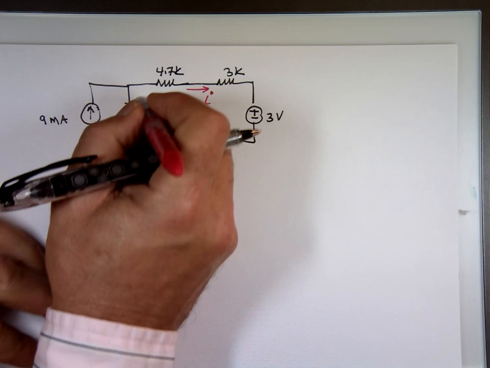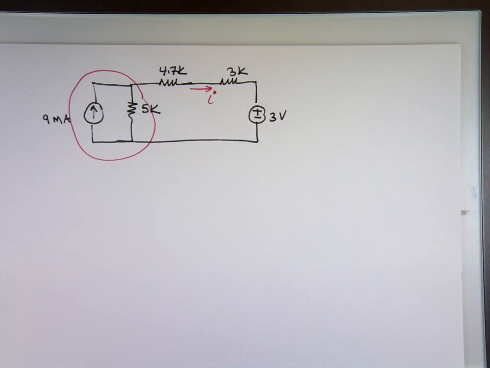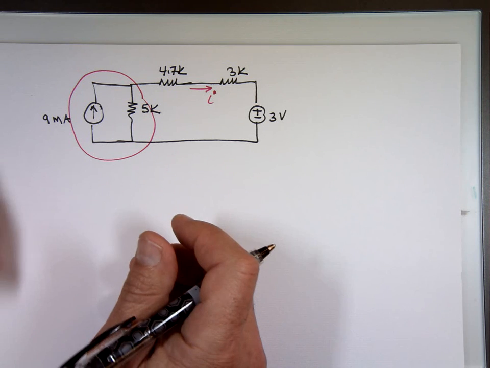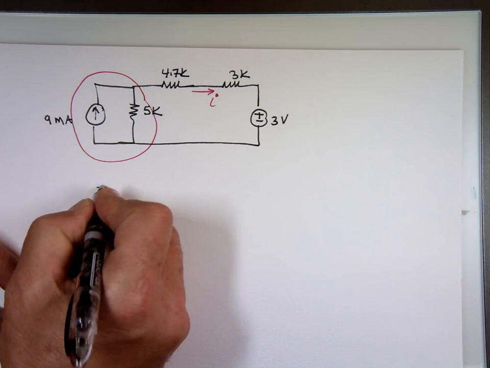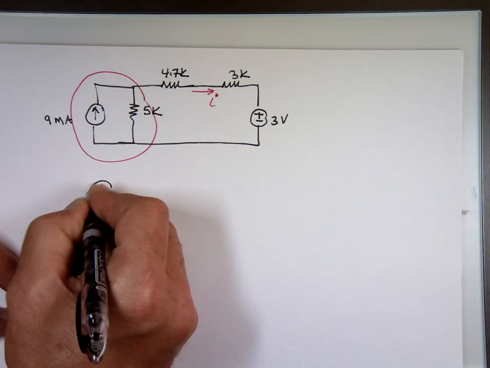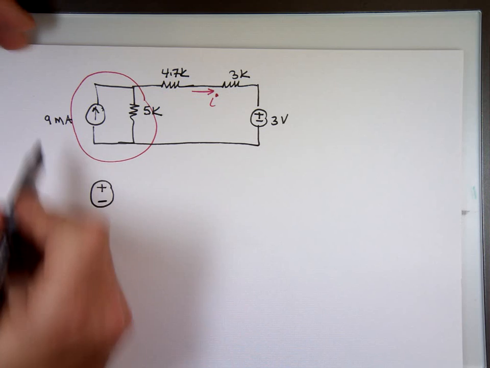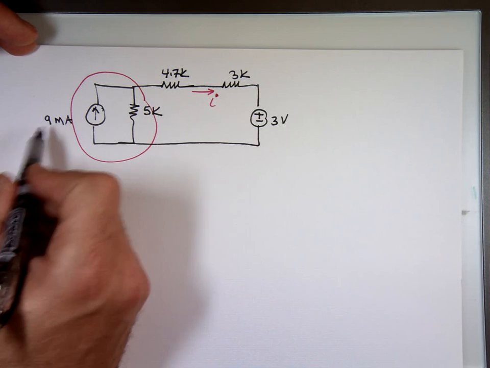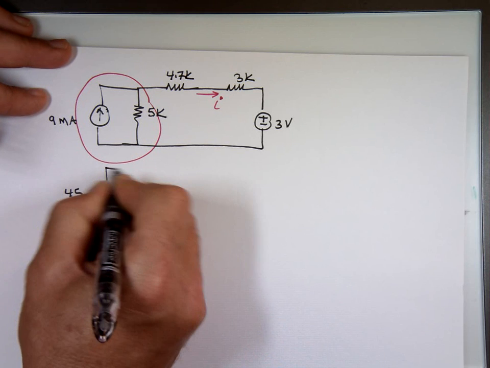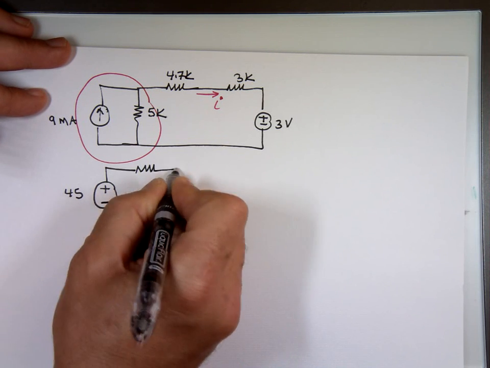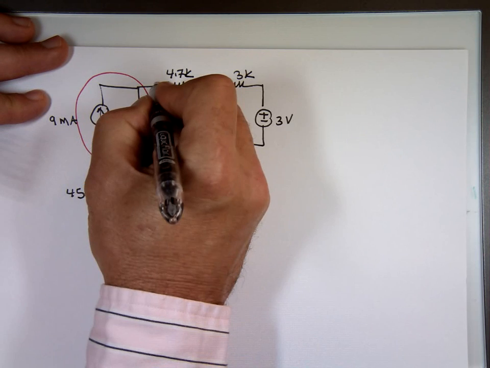I can do source transformation right here. Notice the arrow is pointing upward. See the current's going upward? That means the plus is on the top, the minus on the bottom. I'm doing source transformation. The value of that source will be this times that. 9 milli times 5K is 45 volts. And that resistor goes on the top with 5K. That's where we are right here.